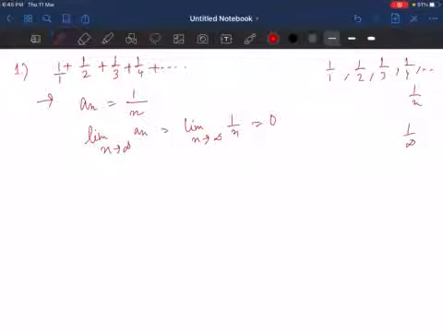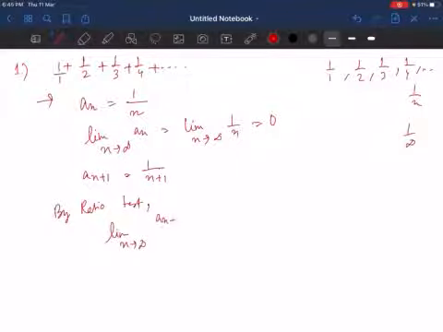Before the ratio test, we need to find an plus 1. So what is an plus 1? If an is 1 by n, then an plus 1 will be 1 by n plus 1. So now we will do it by the ratio test. By the ratio test, what we are going to do? We have to find the limit n tends to infinity of an plus 1 divided by an.